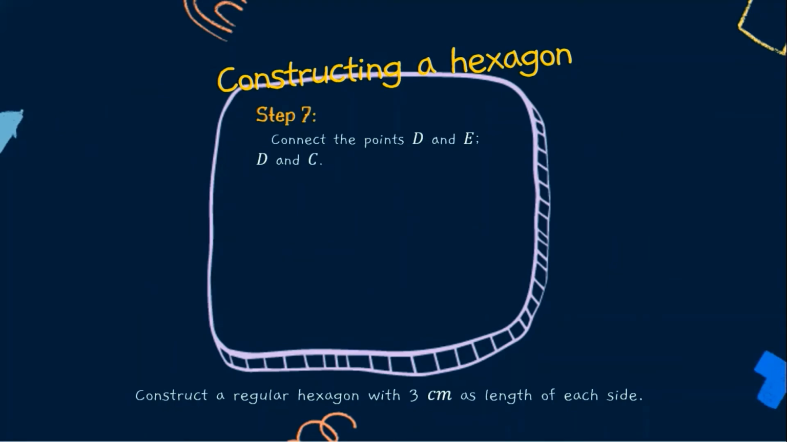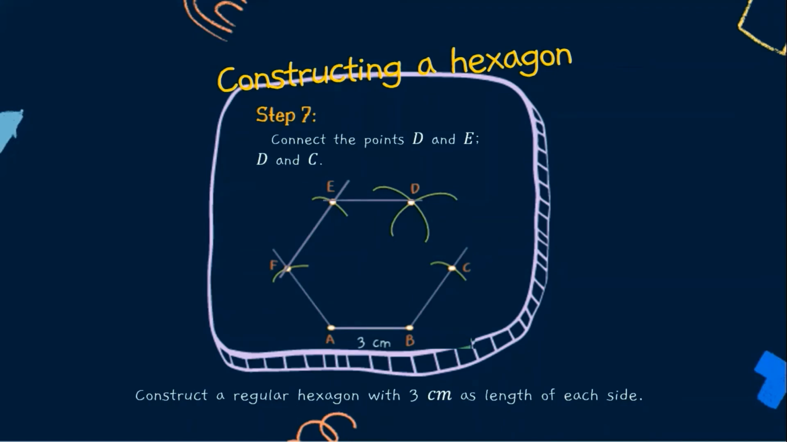Now, for the last step, step 7, connect the points D and E and D and C together. Ito yung ating last construction from step 6. Connect natin yung point D and E. Ganon din naman yung point D and C. Ito na yung ating hexagon ABCDEF na ang sukat ng bawat side ay 3 centimeters.